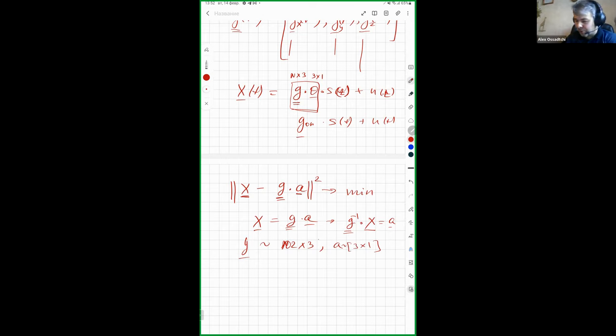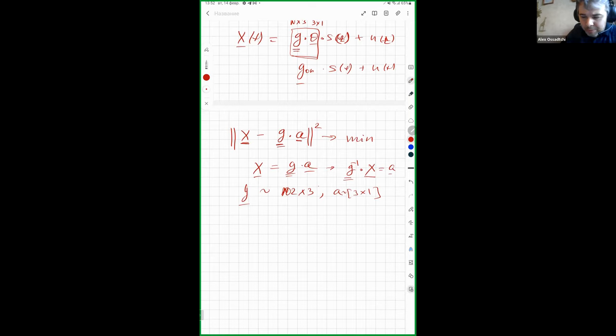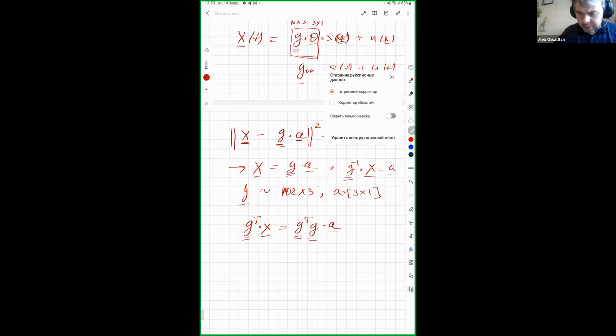Therefore, in this case, you do this trick. This is called the pseudo-inverse. There is a mnemonic trick for how you can compute this. Let's multiply both sides of this equation by G transpose. So G transpose X is equal to G transpose G times A. Now, don't forget that G is a matrix, although I kind of went away from the agreement that matrices are always large letters. Forget about it. G is a matrix, 102 by 3, as defined here.